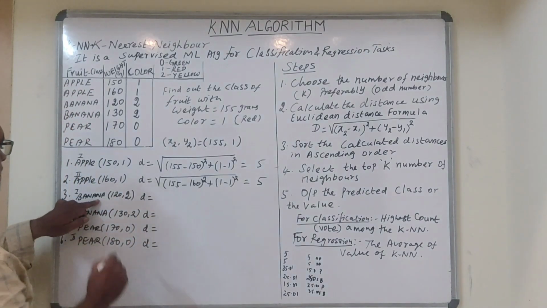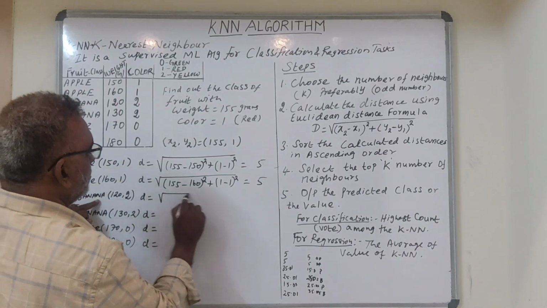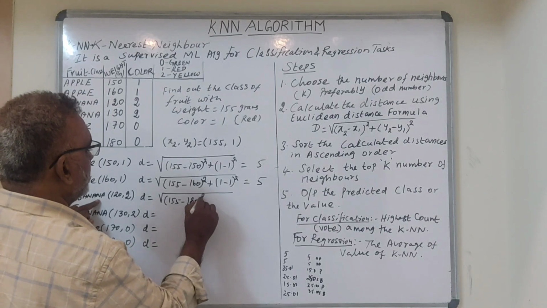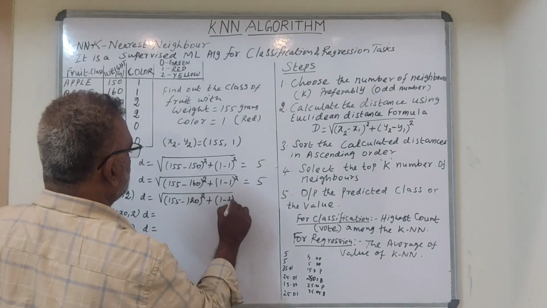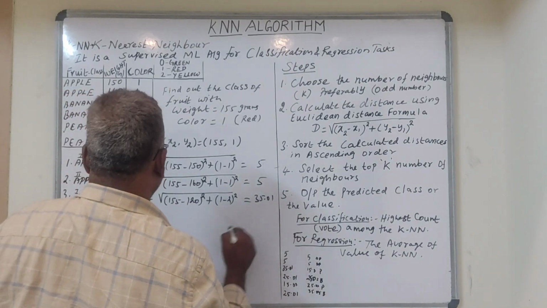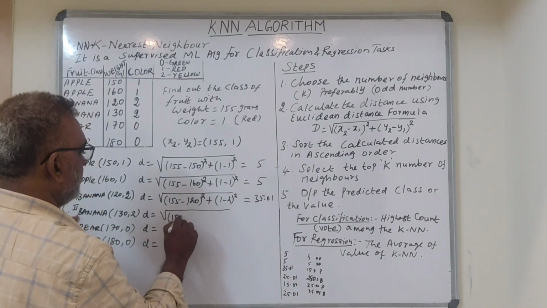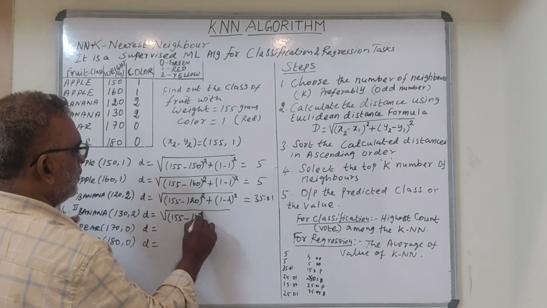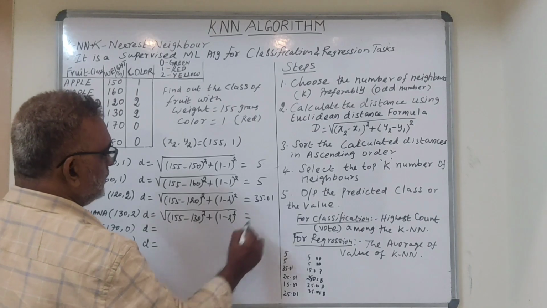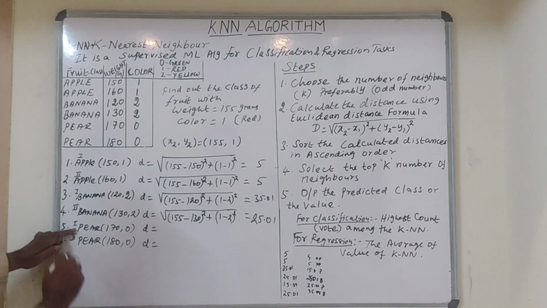Similarly, for the third one, the first banana. This is the first apple, second apple, this is the first banana. So it is 155 minus 120 whole square. Similarly, this is 1 minus 2 whole square. So this value is equal to 35.01. Similarly, the second banana: 155 minus 130 whole square plus 1 minus 2 whole square, which is equal to 25.01.